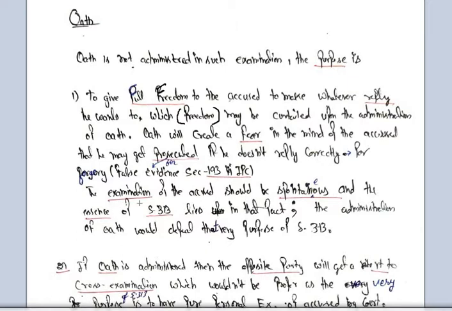Then the examination of the accused should be spontaneous, and the essence of section 313 lies in the fact that the administration of oath would defeat that very purpose of section 313.